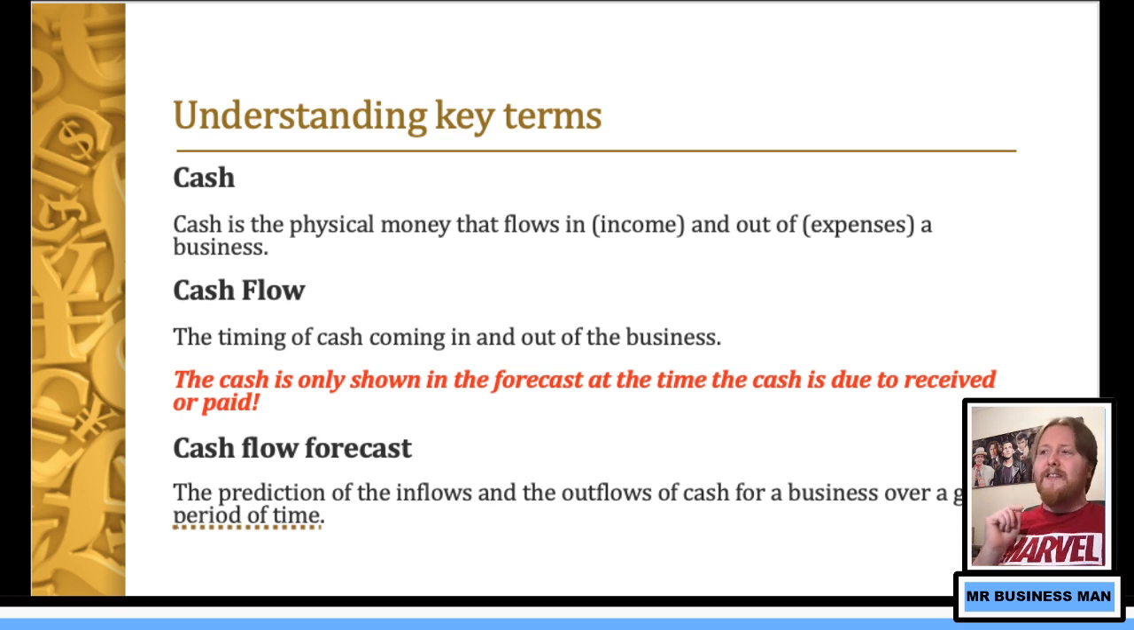So cash is the physical money that flows in and out of a business. Okay, it's important to understand that. It's the physical cash, physical money that comes in and out of the business. It's not tied up in stock or anything like that. It's literally the money that flows. That's why we refer to it as a liquid, because it flows in and out. Now, the cash flow is the timing of the cash coming in and out. The cash is only shown in the forecast at the time the cash is due to be received or paid. Really important to remember that.